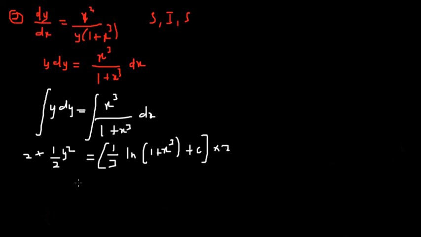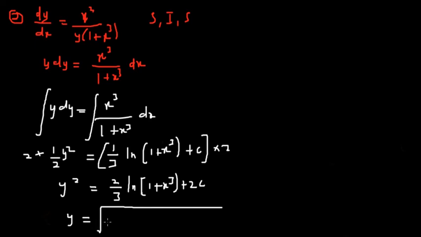Over here you get y squared equal to 2 on 3 ln of 1 plus x cube, plus 2c. So this is what our expression will be. You can further break this down by taking the entire root of this expression: y equals the square root of 2 on 3 ln of 1 plus x cube, plus 2c.